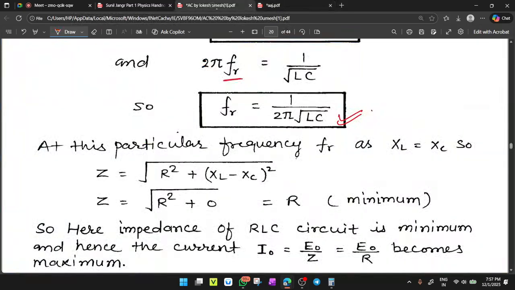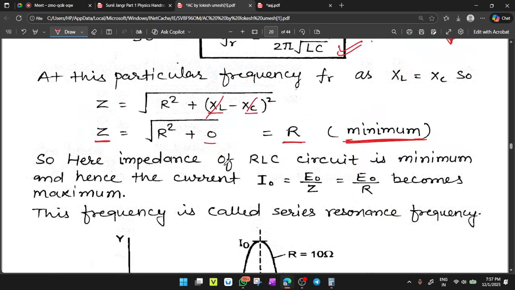So at this value, the impedance is, by the formula, Z equals under root R square plus XL minus XC whole square. XL and XC cancel each other since they are equal, so it gives R, meaning Z has its minimum value. And you know I equals V upon Z. So for the minimum value of impedance, you have the highest value of current, meaning the circuit will carry its maximum current.